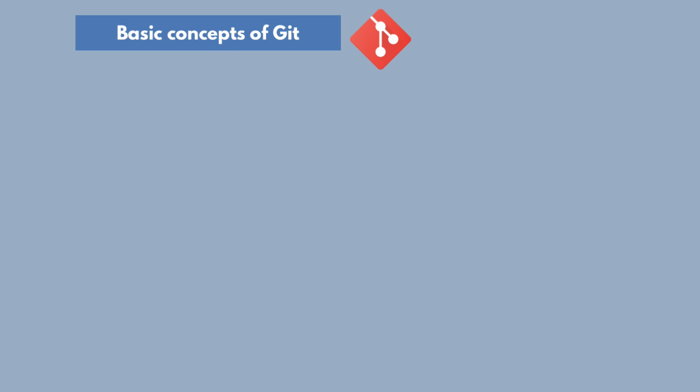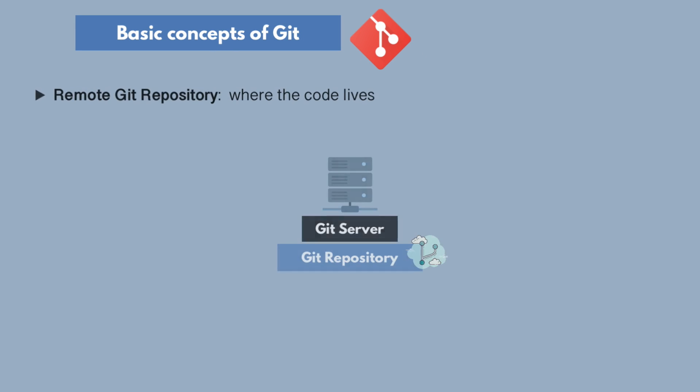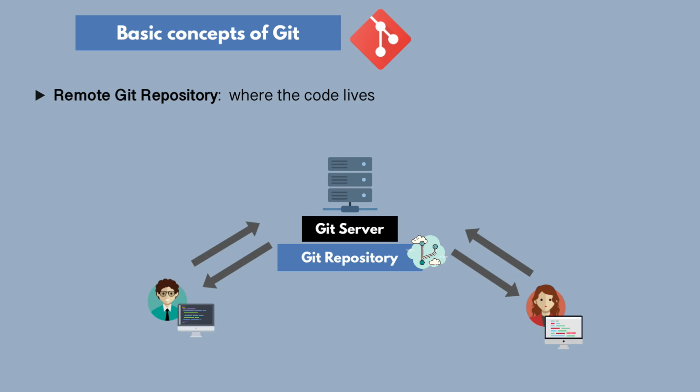Git has multiple parts. It has the remote Git repository. This is where the code lives and where everyone can fetch the code or pull the code and push their own changes to. And this remote Git repository usually has a UI, so you can actually interact with this code repository and do stuff with it through a user interface.